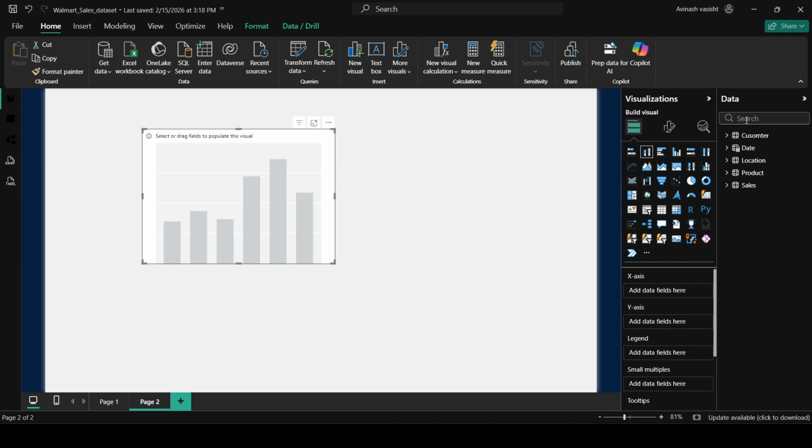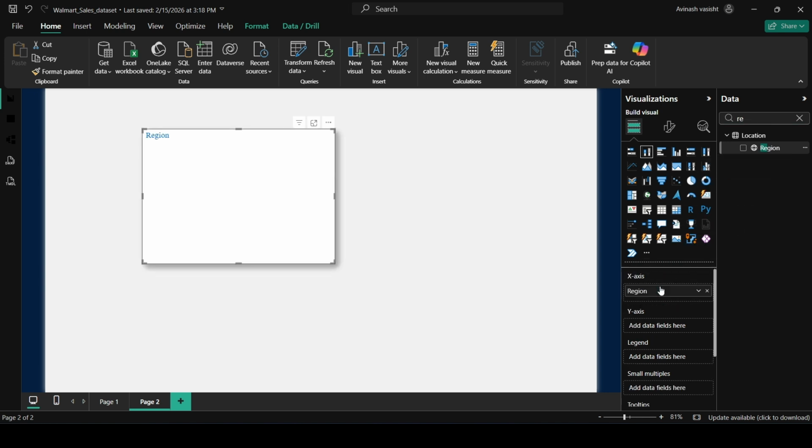On the x-axis we have to fill the categorical data. In this location table we have a column called region. We will select it and put it on the x-axis. On the other hand, on the y-axis, we have to fill the numerical data. In the same data set, we have a profit column. It's a total profit.